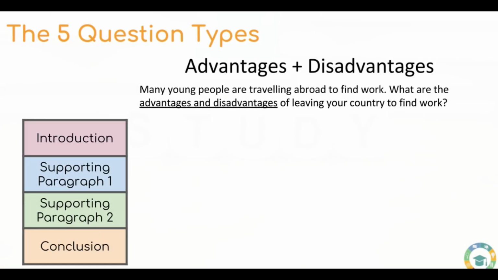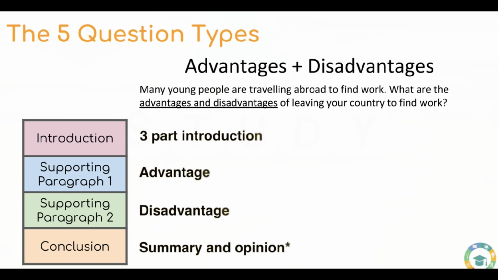Our next question type is advantages and disadvantages, where you have to discuss the benefits and drawbacks to any given topic. Let's take a look at the question. Many young people are travelling abroad to find work. What are the advantages and disadvantages of leaving your country to find work? As with all Task 2 questions, our 3-part introduction remains the same.